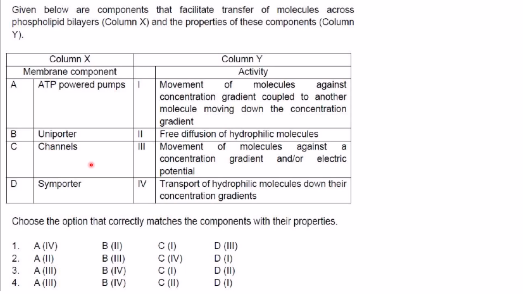Now channels. Channels also allow molecules to pass through by facilitated diffusion. So C, yes, and it doesn't require ATP, that is they move down their concentration gradient. So you can say C will be free diffusion of hydrophilic molecules. That is what channels do. So C2.